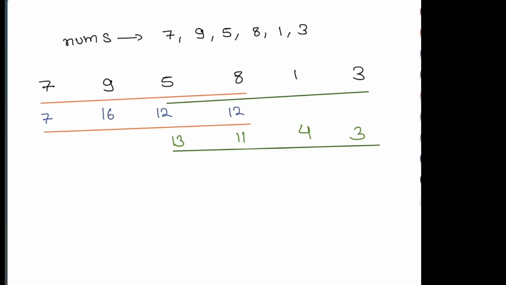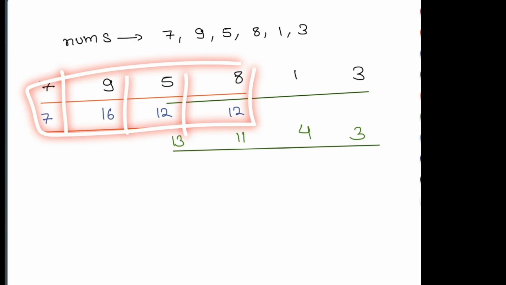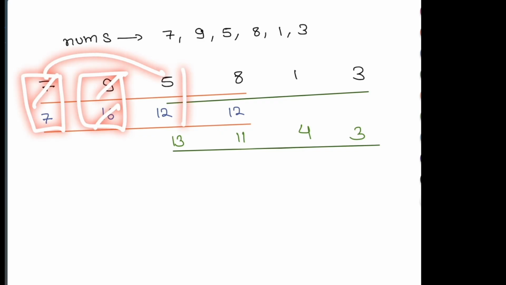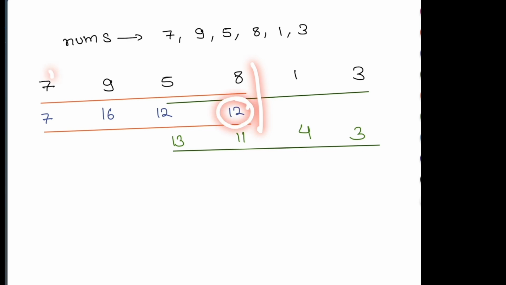Because we need to minimize the sum at each point in my array and we need to consider a total of n elements. So at this point we just have 7. At this point we have 7 and 9, 16. At this point we have 7 and 5, 12. At this point the minimum sum is going to be 12, that is 7 plus 5, because at this point we have seen a total of 4 elements.